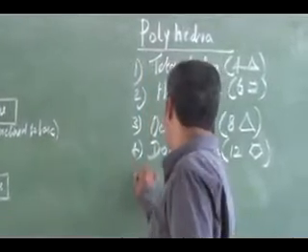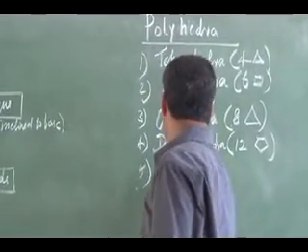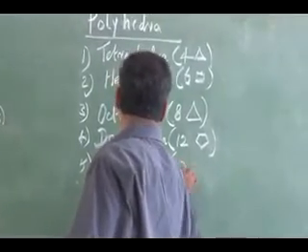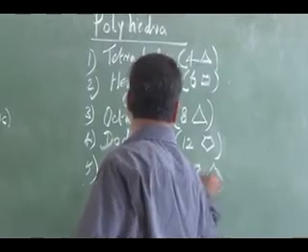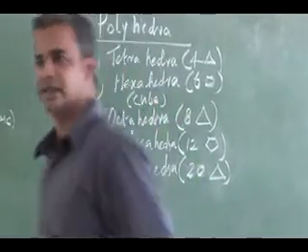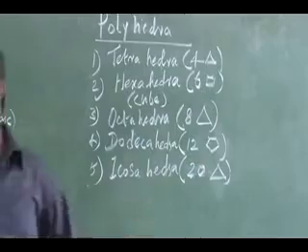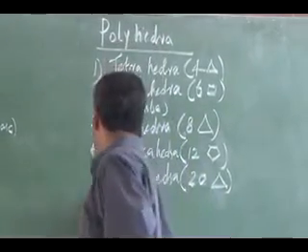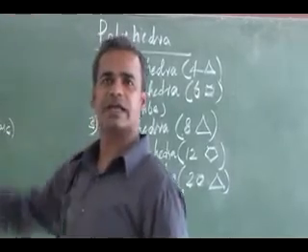Then I have icosahedra. Icosa means 20. Twenty equilateral triangles give me icosa. I don't have that solid. So these are all regular polyhedra that I can classify.